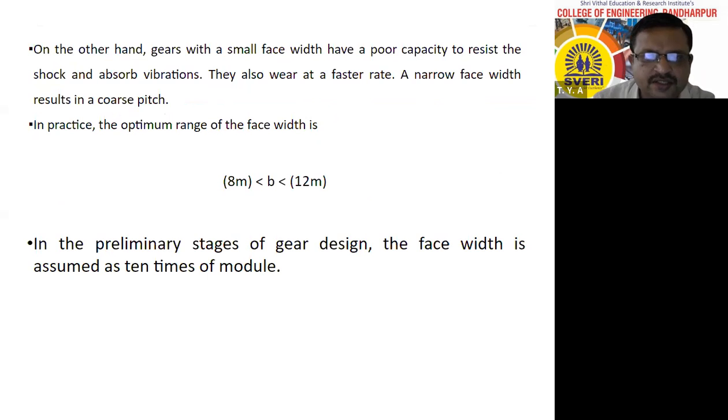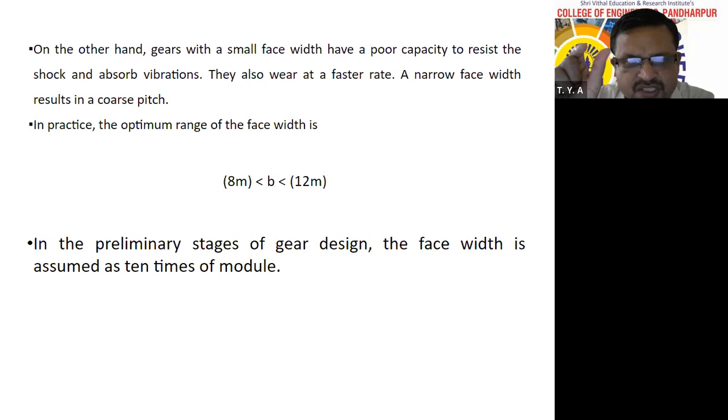On the other hand, gears with small face width have a poor capacity to resist shock and absorption. That is, if the face width value decreases to less than 8 times module, at that time what will happen? That gear tooth is not able to absorb shock and vibrations due to the force transmission. At that time what will happen? The wear rate will be faster. For that gear tooth, the wear rate will be faster, and a narrow face width results in a coarse pitch.